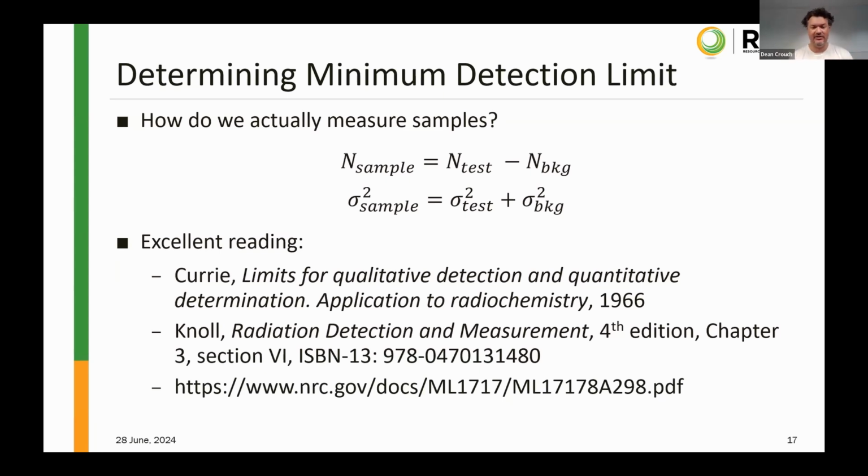There's a really good section in the Radiation Detection and Measurement 4th edition by Knoll that talks about this, but with more of an equipment detection bent to it. It's also a little bit lighter on the maths. If you've got the time and if you remember your high school and university maths, they're really good reads. If you don't like maths, I do not recommend them.